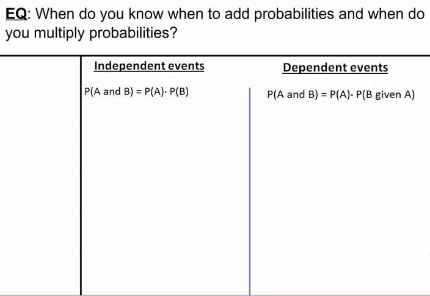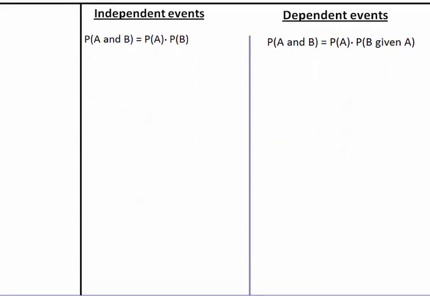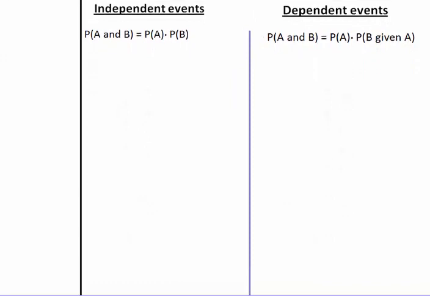Next, independent events and dependent events. We're going to look at these in a number of different ways. For the independent events, probability of A and B, that's just the probability of A times the probability of B. So we multiply. When it's an and, we multiply.